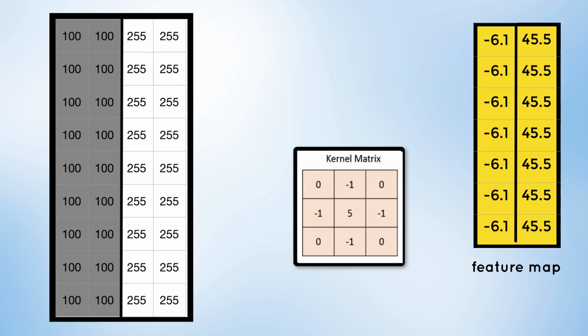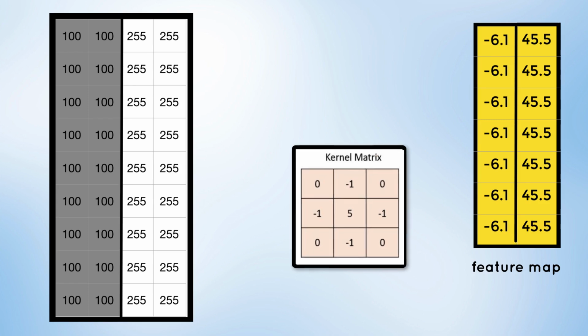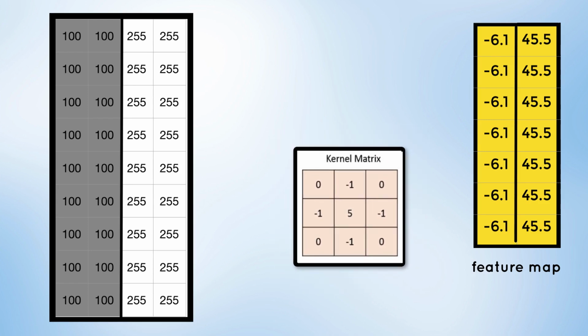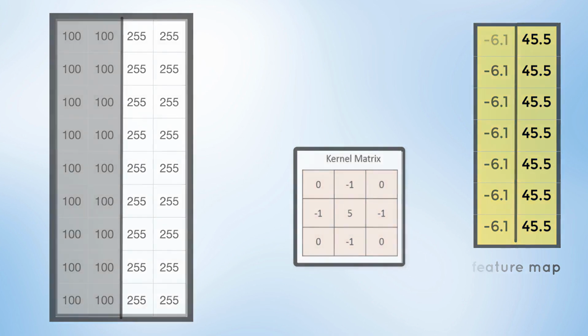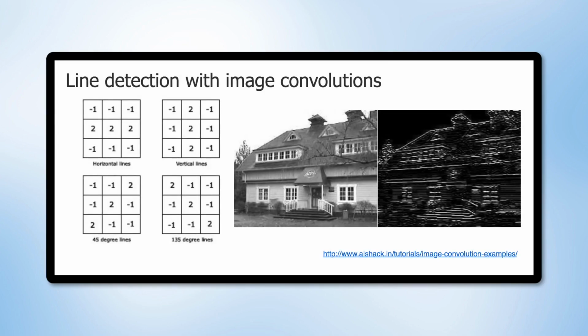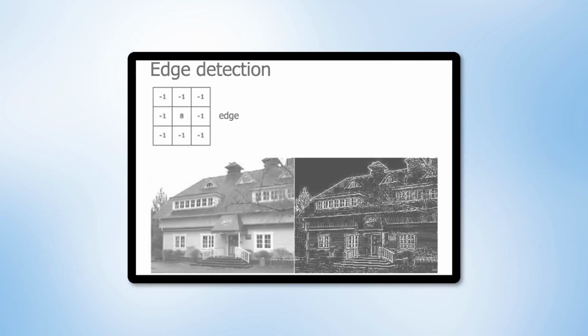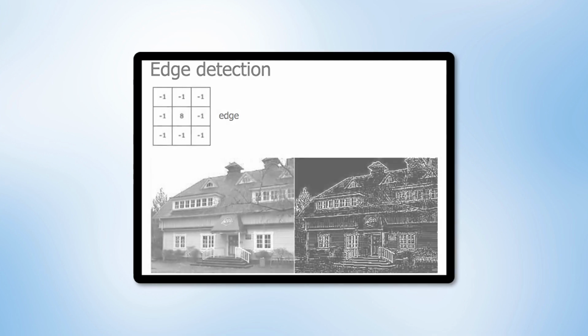That being said, the kernel itself is the feature detector. Convolving the kernel over the image is what we use to extract some feature from the original image onto a feature map. Accordingly, every kernel is trained to have a distinct set of weights, which is what distinguishes one kernel from the other. Here are some very common examples.